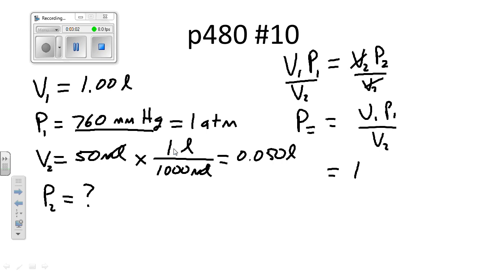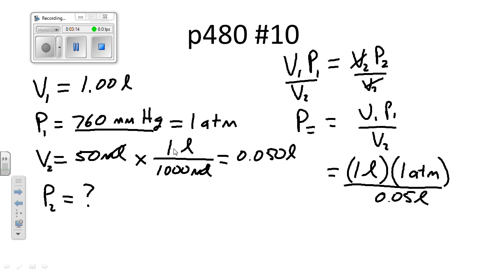V1 was 1 liter. P1, we changed it and we found it was 1 atmosphere. And on the bottom, V2, we found to be 0.05 liters. When you do that, 1 times 1 divided by 0.05, you find that it's 20. And the units of that, well, if liters cancel out, will be atmospheres. Technically, let's be careful here, it's 20.0 atmospheres, because there were 3 significant figures throughout.